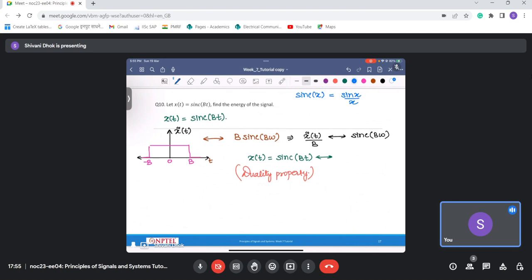Then in that case, this sinc(bt) will have a Fourier transform as 2π times x tilde of minus ω by b. This is using the duality property. So what does this duality property say?